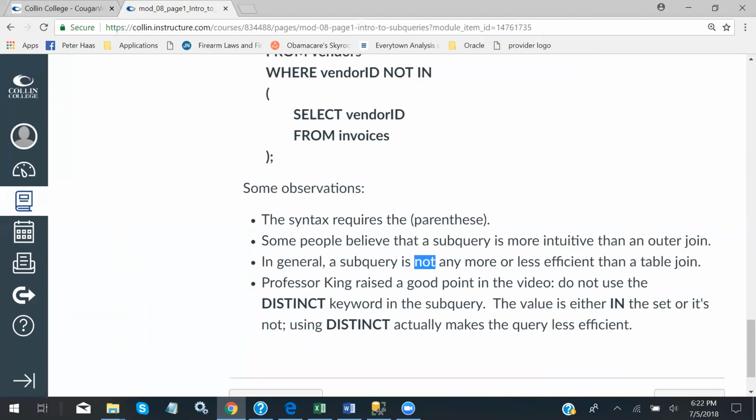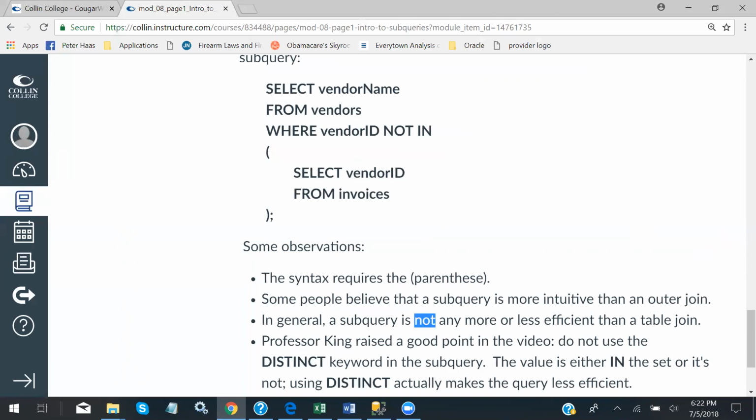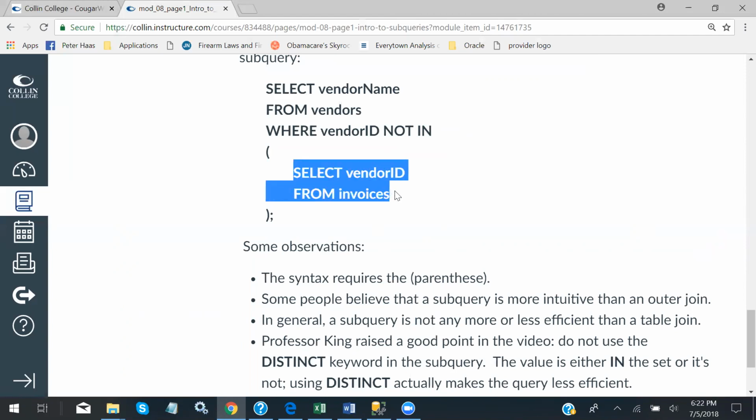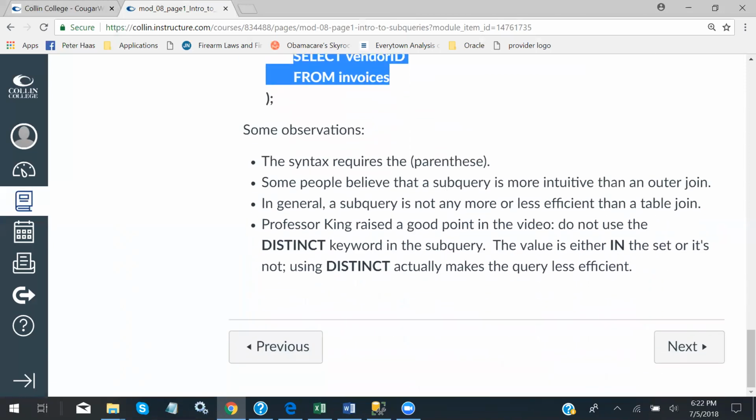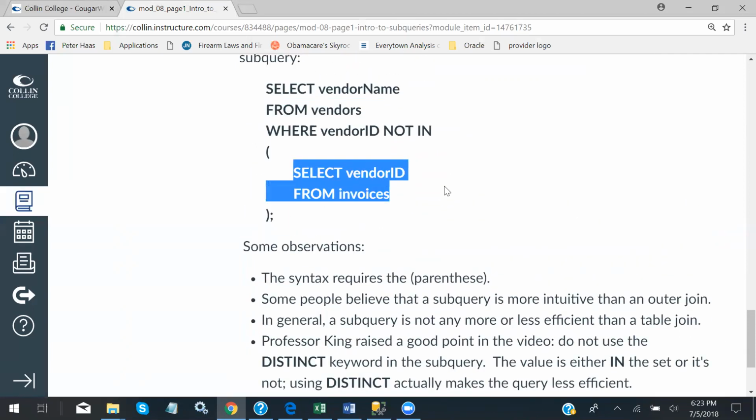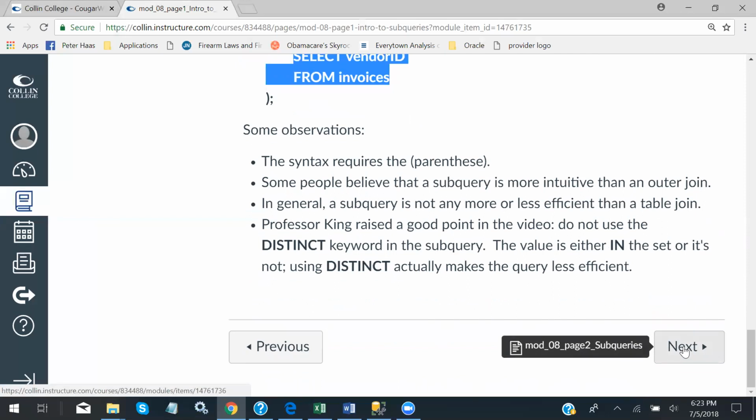Professor King did raise a good point in the video. Do not use the DISTINCT. Do not say SELECT DISTINCT vendor ID in the subquery. The DISTINCT makes it less efficient because the vendor ID is either in this set or it's not in this set, and we don't care if it's in there twice. Doesn't bother us at all. Questions? Let's go to the next.